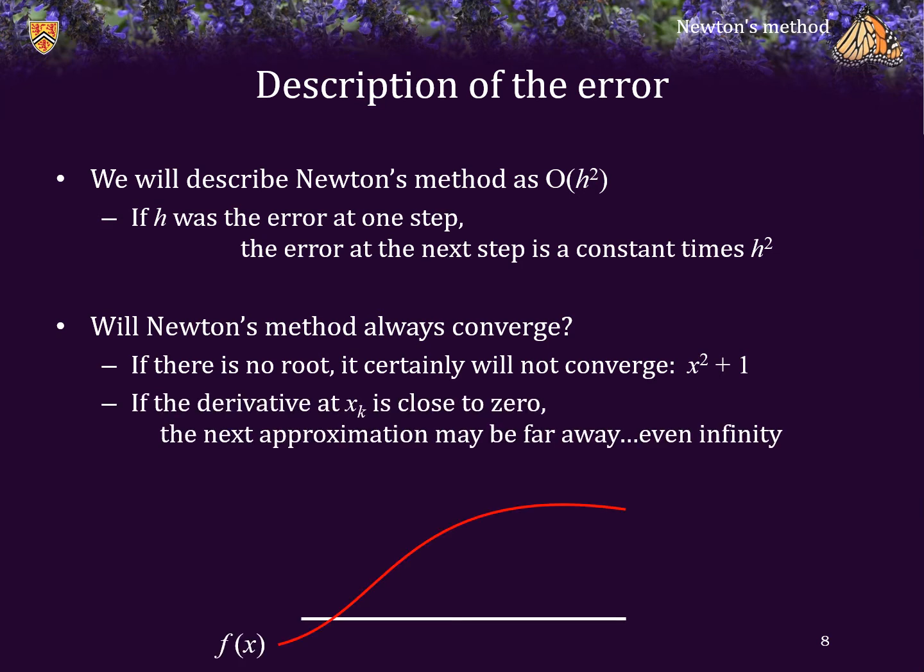Also, if the derivative at x sub k is close to 0, the next approximation may be much further away from the root, even to infinity. So, for example, this point may be close to the root, but if we find the first-order Taylor series approximation at this point and find the root of that, that is, apply Newton's method, x sub k plus 1 would be a point significantly further to the right, which would be much further away from the root than x sub k.